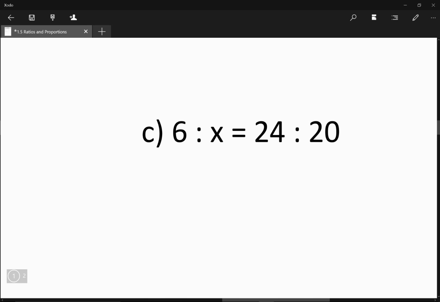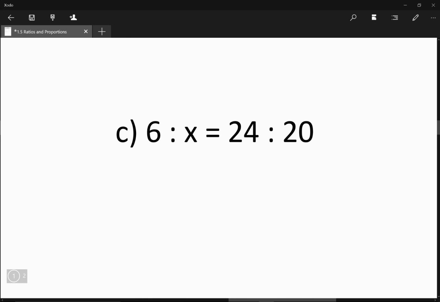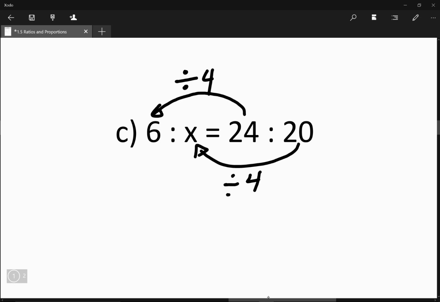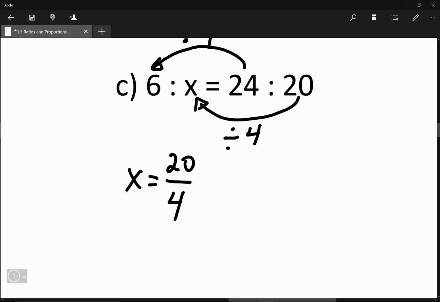Okay, what about the next one? So 6, if I'm looking for x in the first ratio, then I look at the second ratio. The second ratio is complete. So I take the 24 and I look at how do I get from 24 to 6? Well, I'm going to divide by 4. 24 divided by 4 gives me 6. So to get x, I have to take my 20 and then divide it by 4, and I'll get my value for x. So x equals 20 over 4, and so x equals 5. Okay.